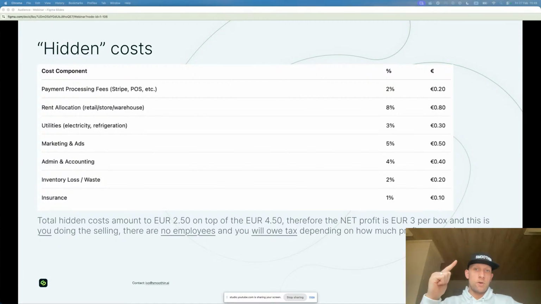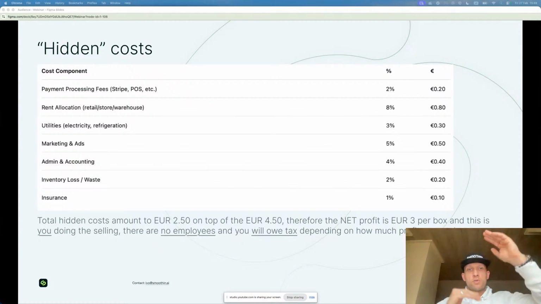And the other thing that nobody thinks about is you will owe tax depending on how much profit you made. So even if you make the €3 per box, 25% of that is going away for taxes. So you're left with basically 2, right? Is 2 enough per box to also cover employees so that you can actually grow the business and you're not self-employed? I doubt it. So when you structure things this way and you look at all the costs associated with any service or any good that you have, keep that in mind.